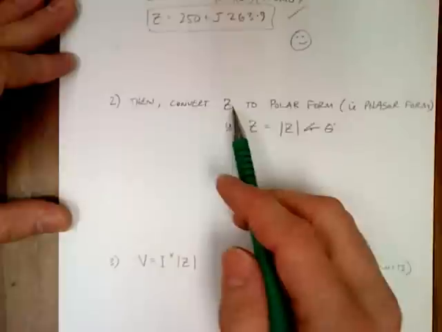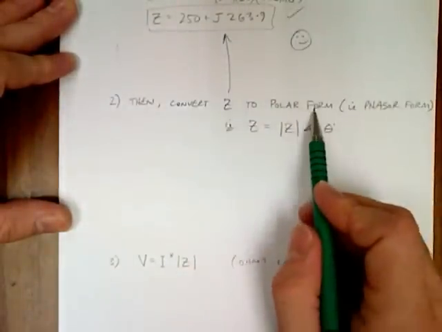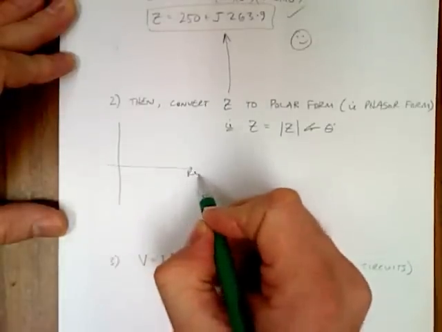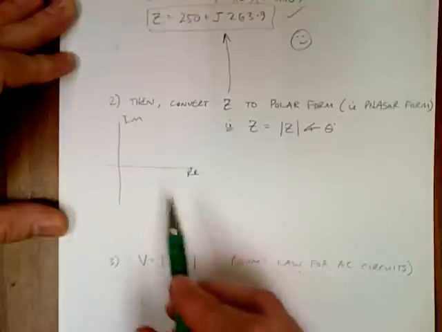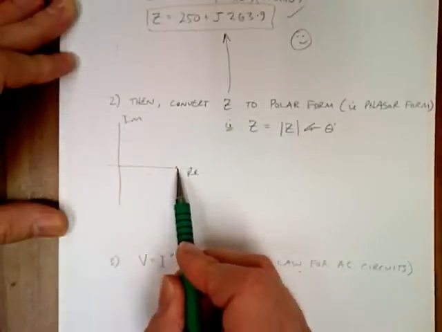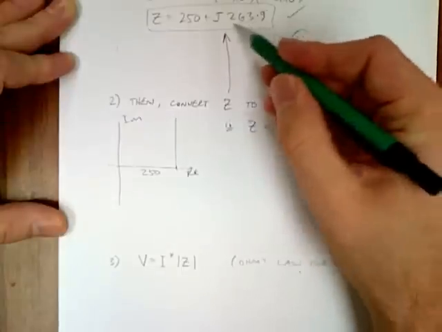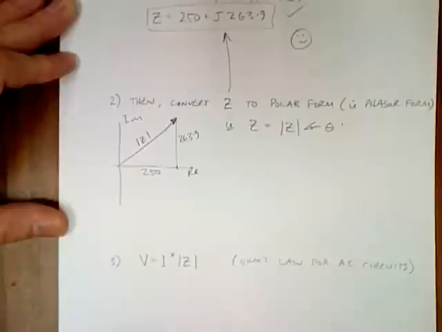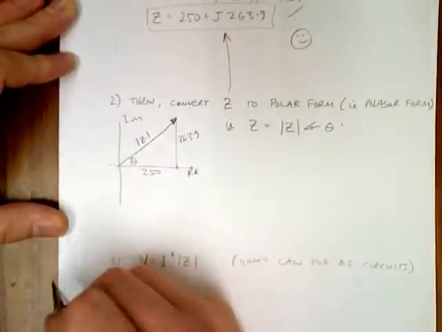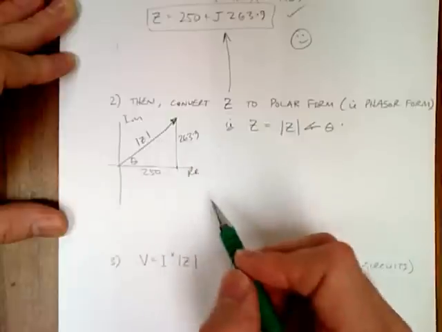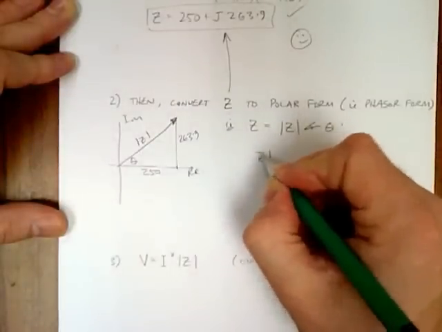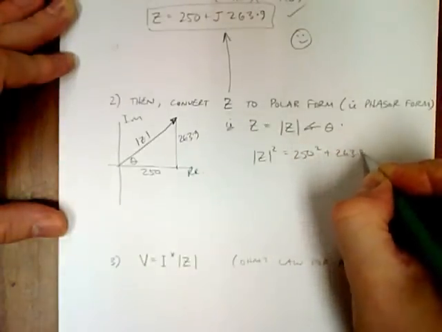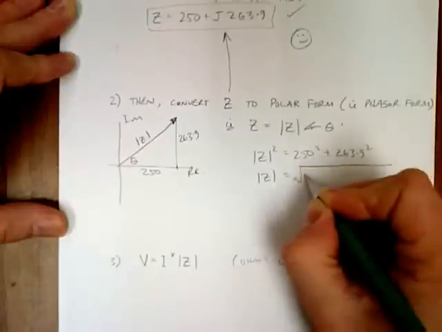Step two, we have to convert this into polar form. So we know that's 250 plus j263.9, so let's draw a little picture here. The real part is the resistive, the imaginary part is the reactance. So over here would be 250, and then up would be 263.9. And this would be the magnitude of the impedance. So we know that's the angle, so we can say that's the hypotenuse. How are we going to figure that out? Well, Pythagorean theorem. 250 squared plus 263.9 squared. So the magnitude is going to be the square root of that.